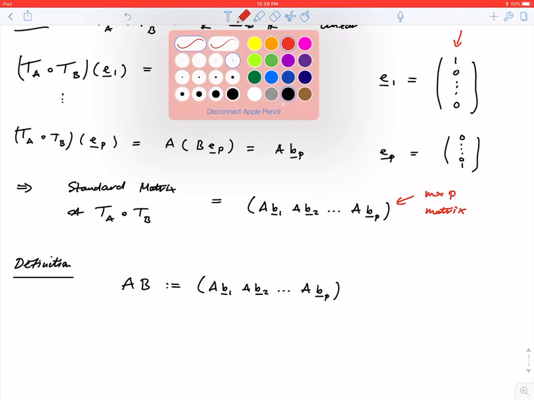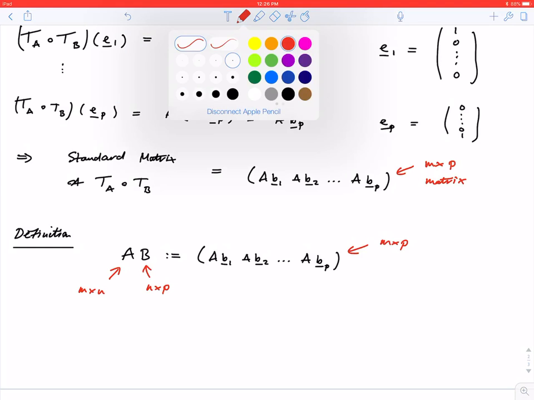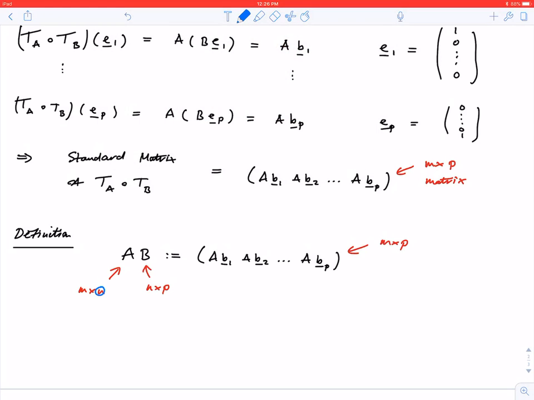Let's just make sure we understand everything here. First of all, this is an M by N matrix. This is an N by P matrix. The output here is an M by P matrix. Notice the crucial thing is these have to match up for this to make sense. And this product, the way I've written it, is called matrix multiplication.